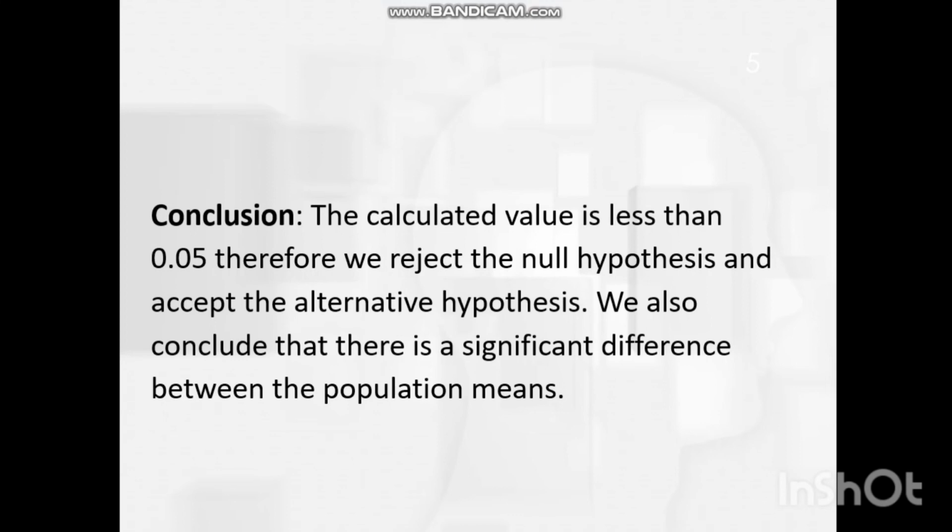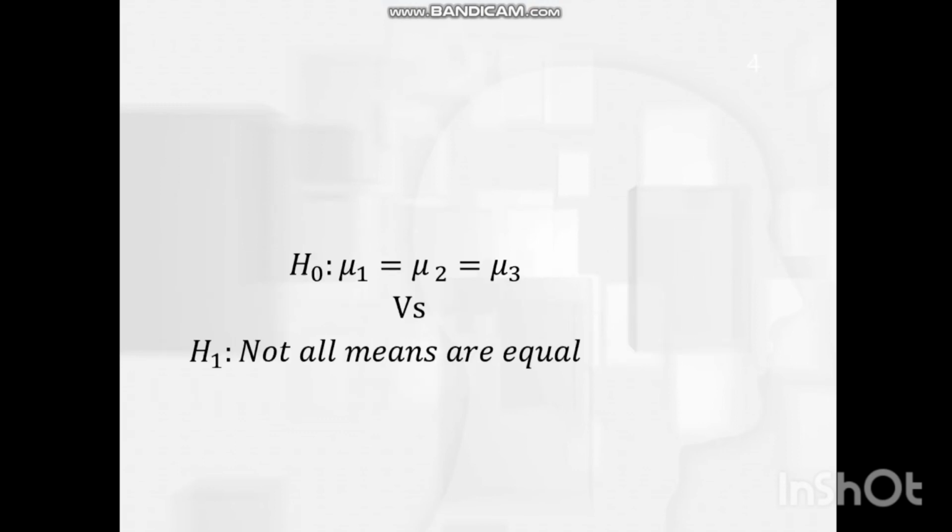And the p-value is less than 0.05. Therefore, we will reject the null hypothesis and we will accept the alternative hypothesis, and we will conclude that there is significant difference between population means, or we will conclude that there is significant difference between the different hemoglobin levels.